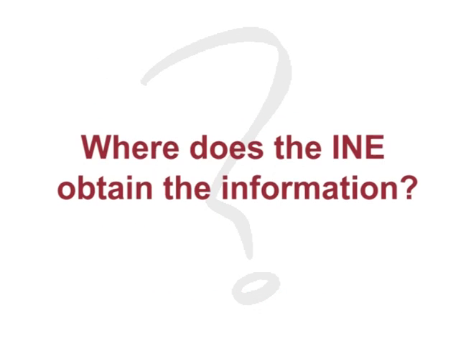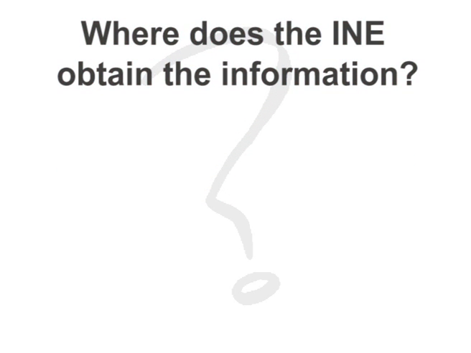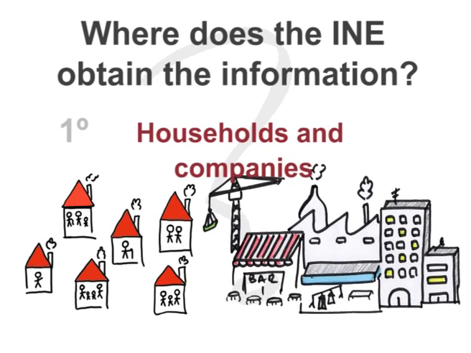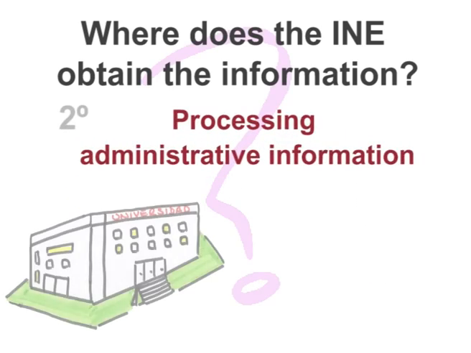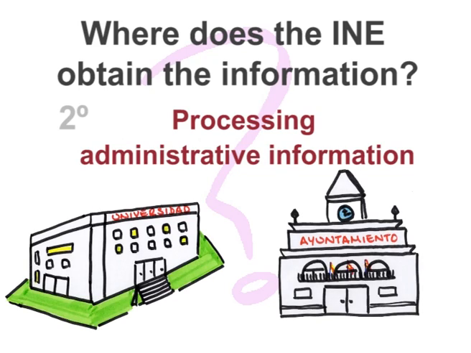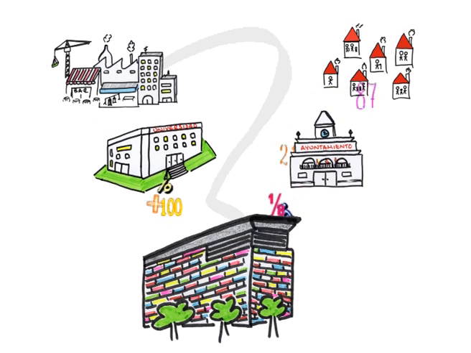Where does the INE obtain the information? For the most part, it comes from responses by thousands of households and companies, but it is also increasingly more frequent for it to be obtained from processing administrative information. For example, birth statistics are collected in partnership with civil registers.